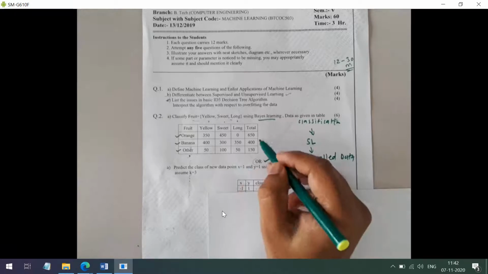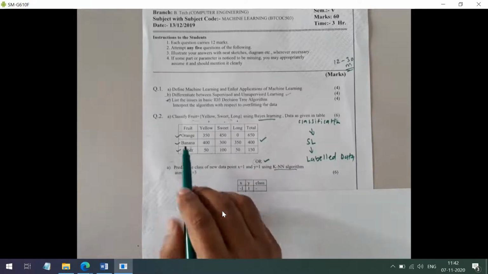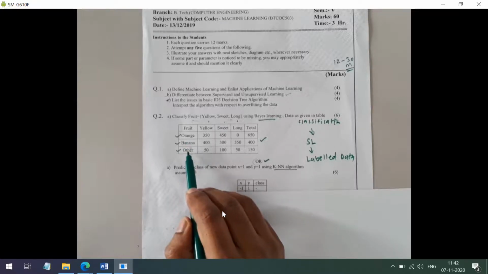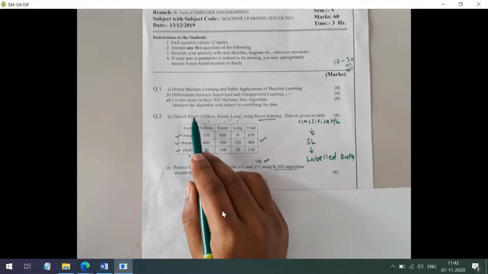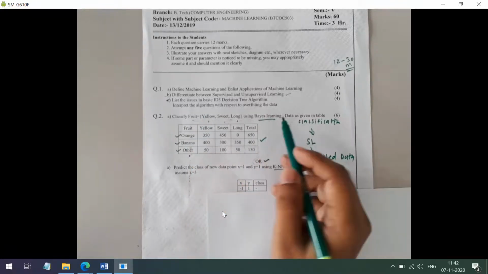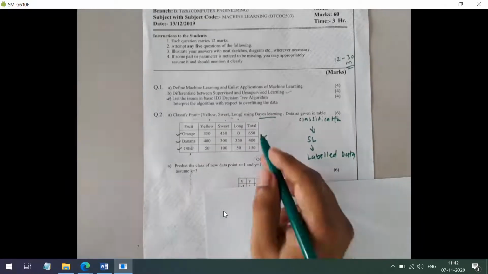So this is our given data. Here we have three categories: orange, banana and other. We have to find to which category this given instance belongs. And for that we have to use the Bayesian classifier, and you might be remembering the equation of Bayesian classifier.